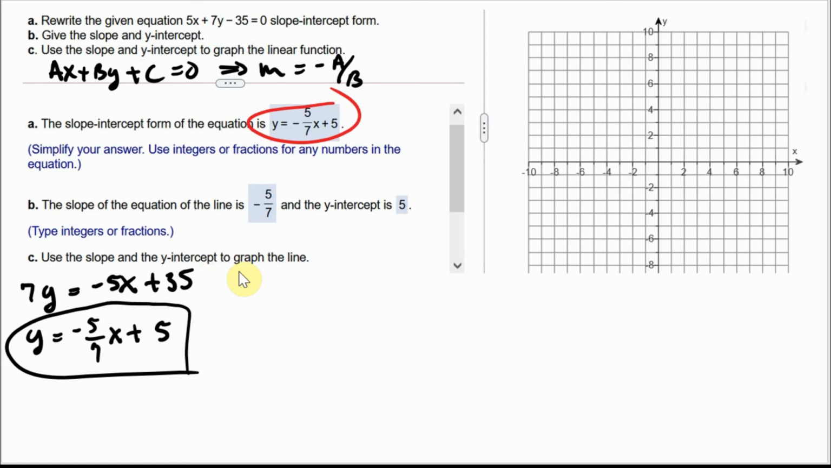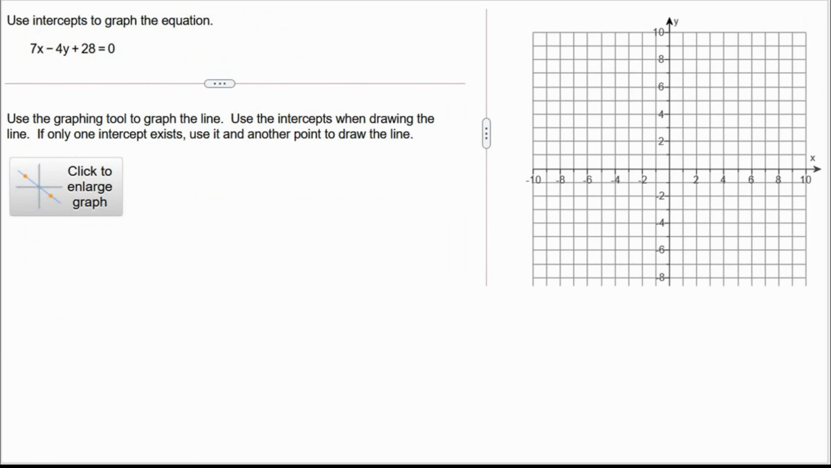Here the y-intercept is 5. I'm going to go on the y-axis and find 5. And then the slope says to go down 5 and go over to the right 7, right? So I'm going to go down 5, and then I'm going to go over to the right 7. Oh, there's the ruler there. Can draw straight lines. All right? Does that make sense? Is that good? Okay. All right.